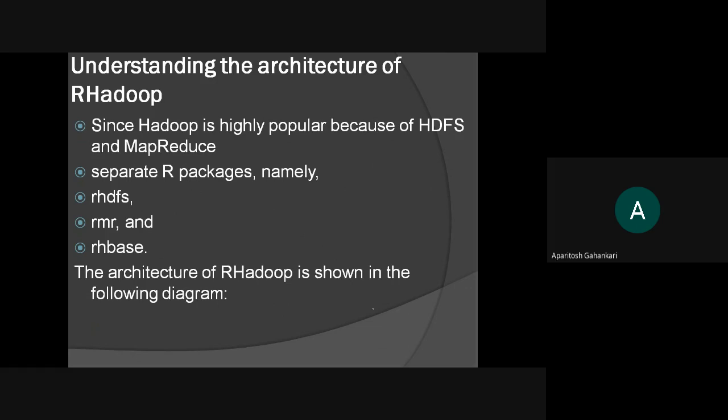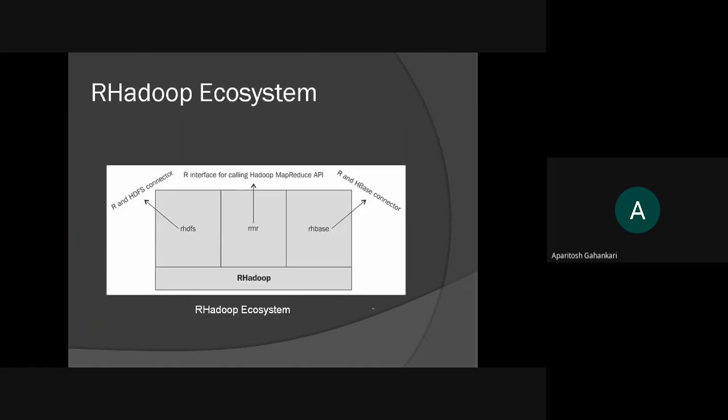As we know, there are RHDFS, RMR, and RHbase. This is the diagram that shows the R-Hadoop ecosystem. These are the packages, the R interface for calling the Hadoop MapReduce API, that is RHDFS, RMR, and RHbase. These are the connectors for the various ecosystem environment system parameters. Okay, so this is the end of your unit 2.